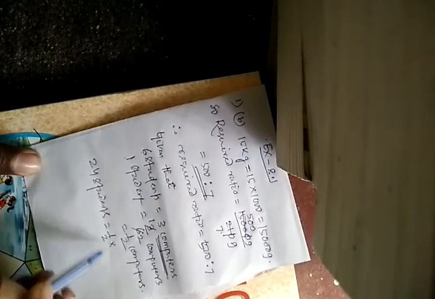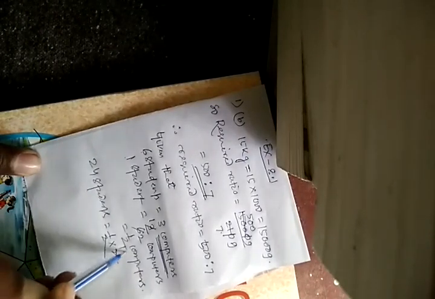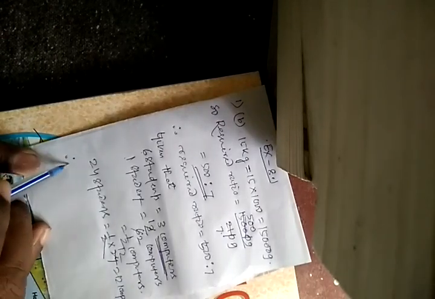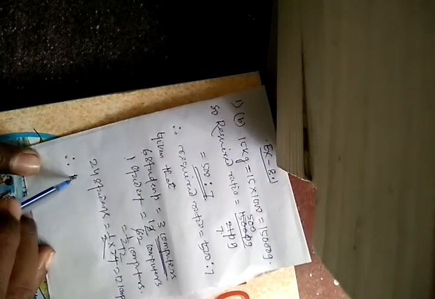So how many students? 24 students. So 24 students is equal to 1 by 2 into 24, which is 12. So 12 computers. Clear? So therefore, how many computers will be needed? The number of computers required is 12. Clear now? Okay.